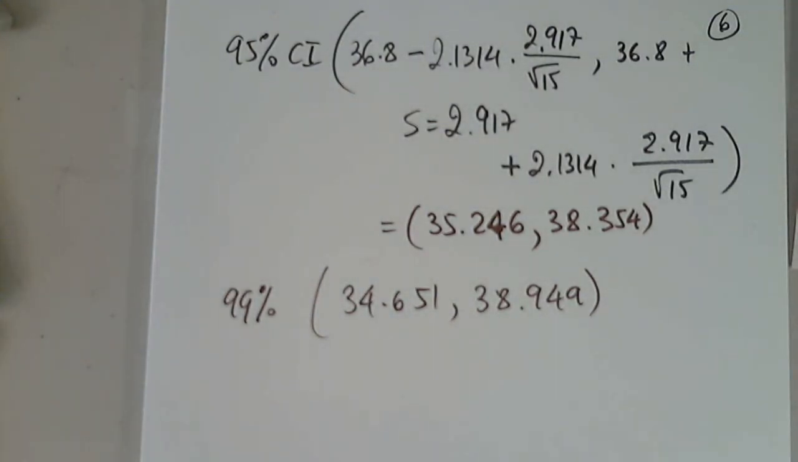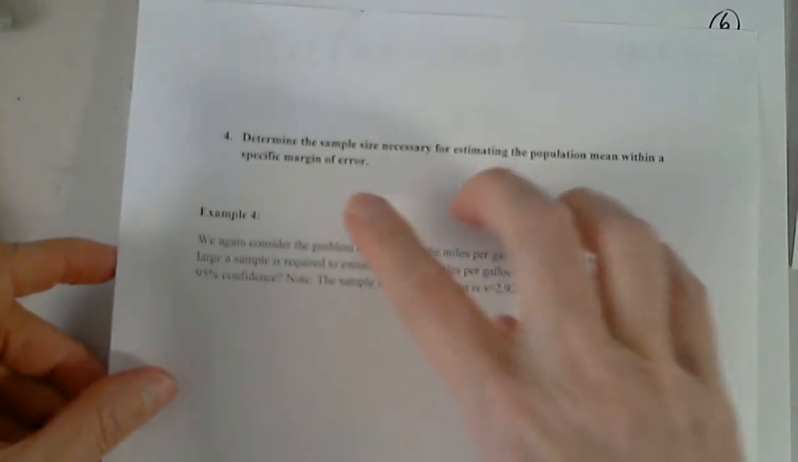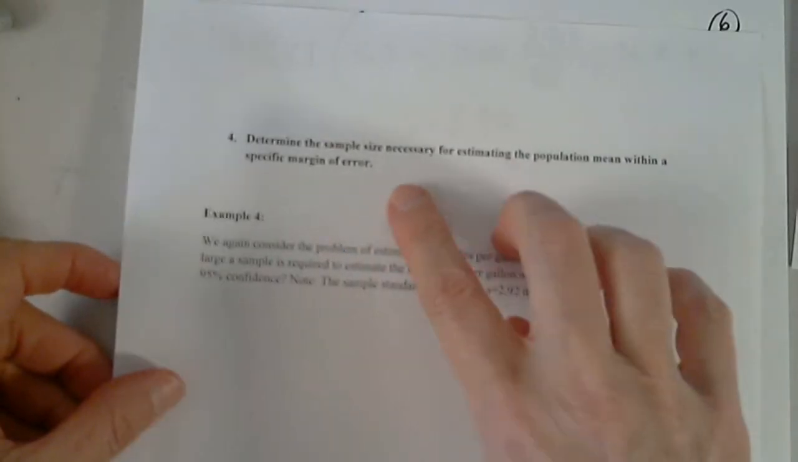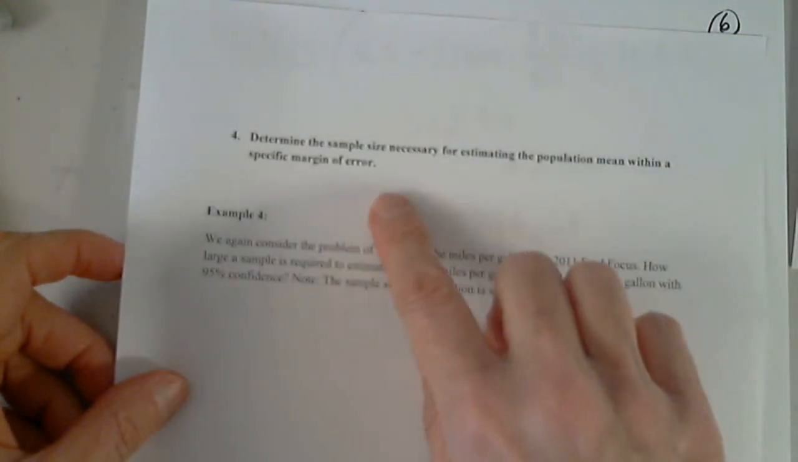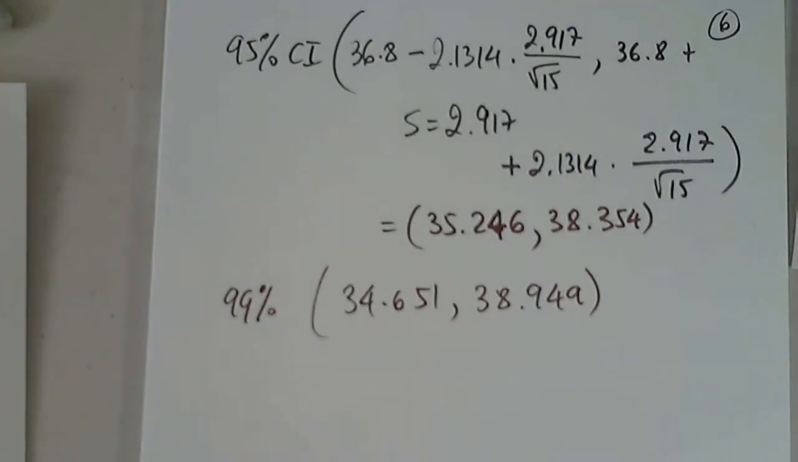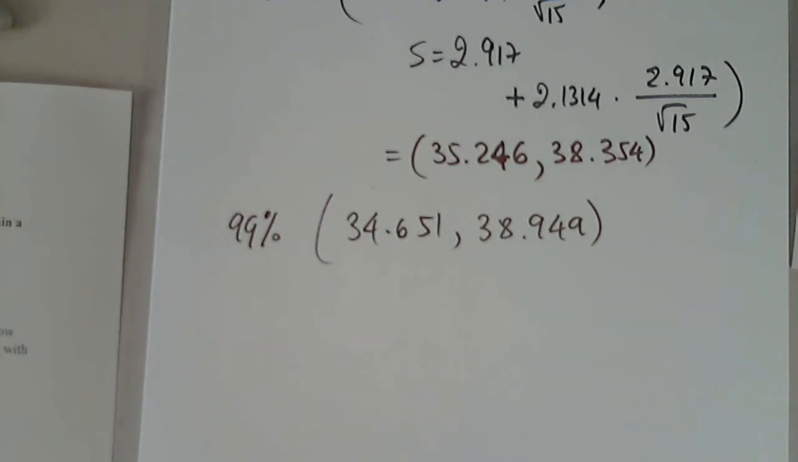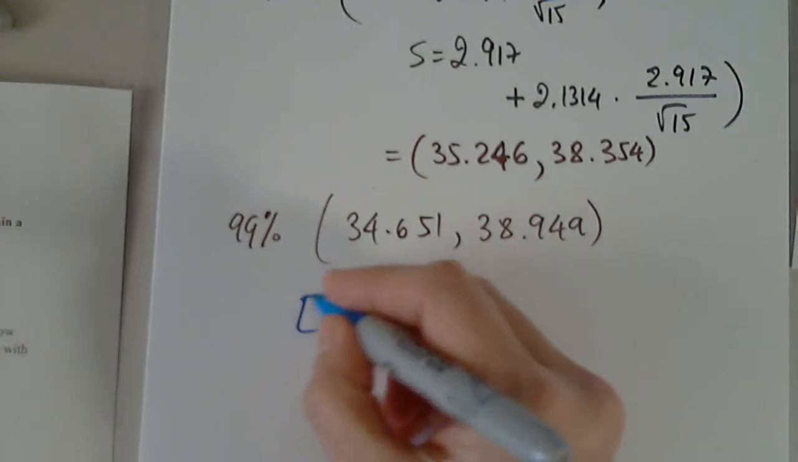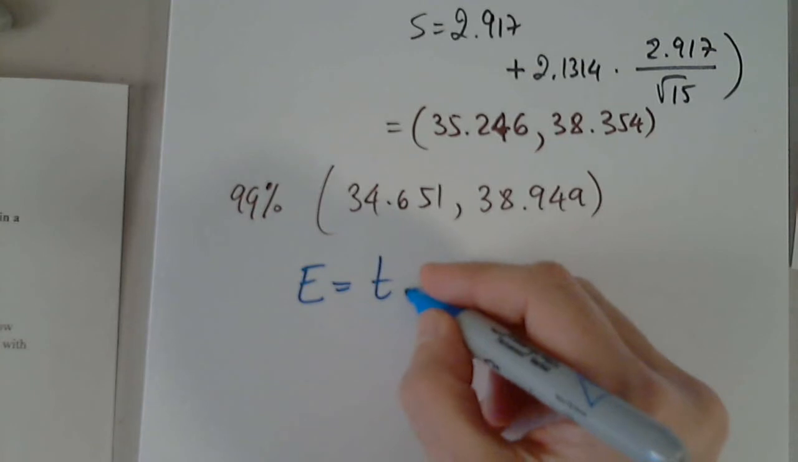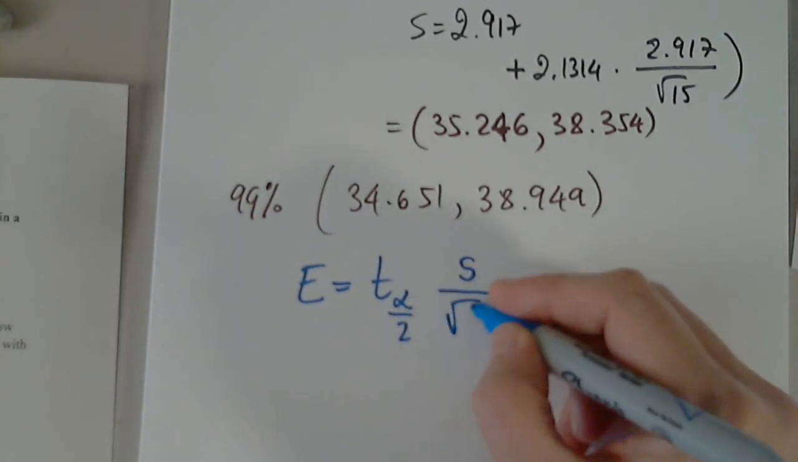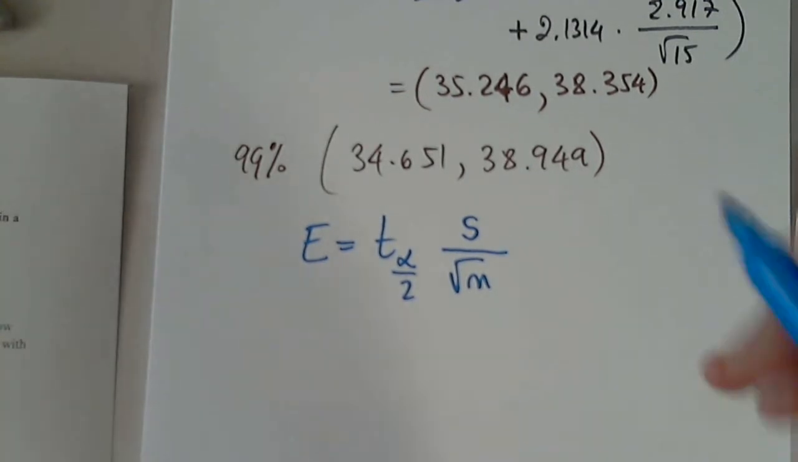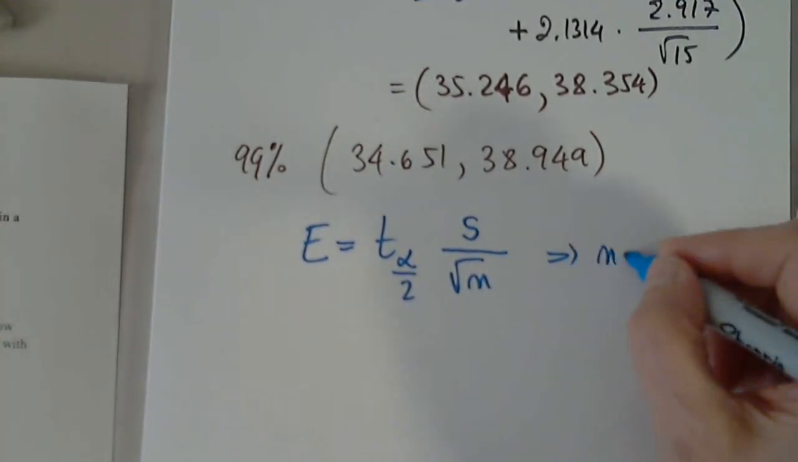Okay. Finally, I would like to determine the sample size necessary for estimating the population mean with a specific margin of error. So let's go back. Again, I want to show you how we get that. We know that the margin of error is T alpha over 2 S divided by the square root of n. And I want to solve the equation for n.